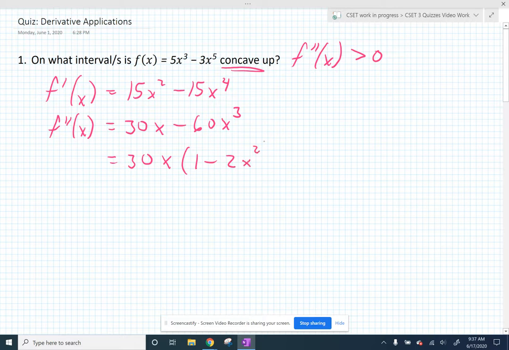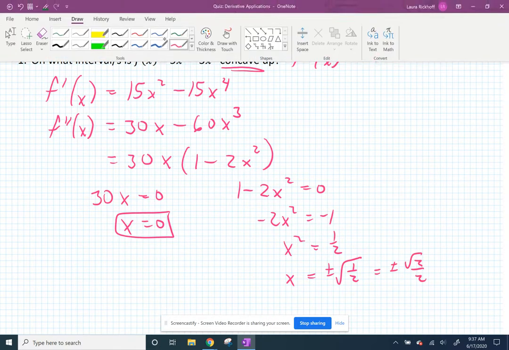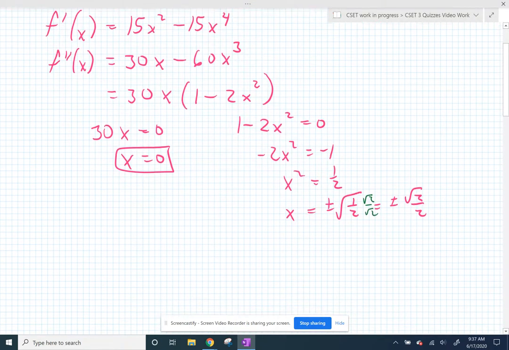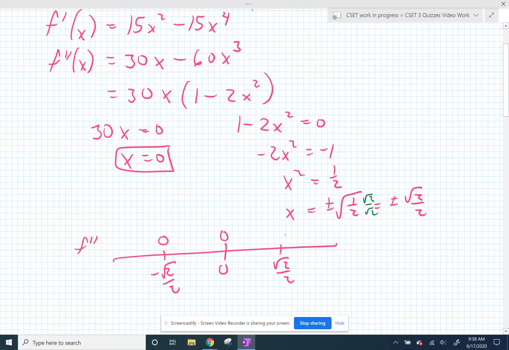So if I just factor this, I can figure out that it's equal to 0 when either 30x equals 0 or 1 minus 2x squared equals 0. So 30x equals 0 when x is 0. That'll go on my sign line. And then x squared equals a half. So x is going to be plus or minus the square root of a half. So plus or minus root 2 over 2 if you rationalize that by multiplying top and bottom by root 2. So that's where it equals 0. Those are the numbers that are going to go on my sign line: 0, positive root 2 over 2, and negative root 2 over 2. And that is where the second derivative is 0.